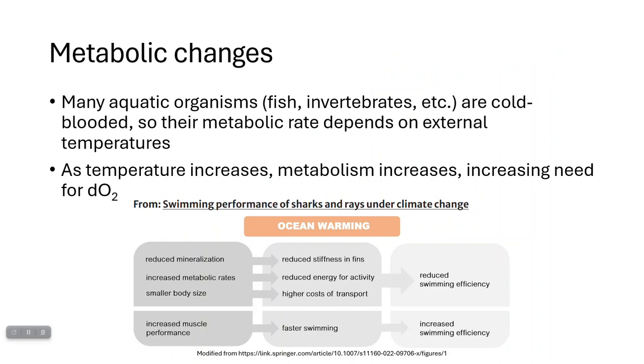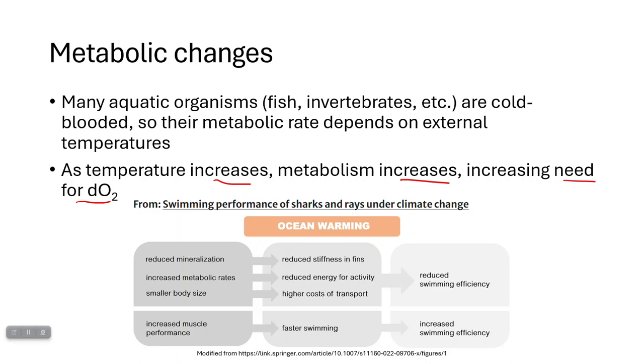Then, if you keep in mind the fact that a lot of aquatic organisms, basically everything that's not an aquatic mammal, like a whale or a dolphin, are cold blooded, their metabolic rate is going to depend on external temperatures. So, as the temperature increases, their metabolic rate is going to increase, which you may think, oh, that's not a big deal. Maybe they'll move faster. But the thing is, that's going to increase their need for dissolved oxygen in an area that already has lower dissolved oxygen because of the warmer temperatures.